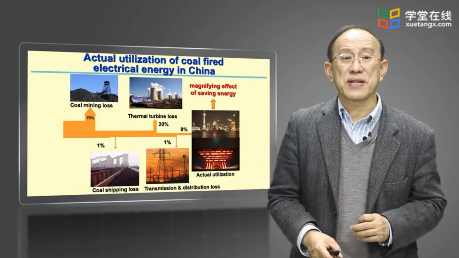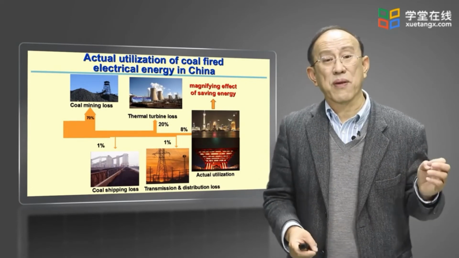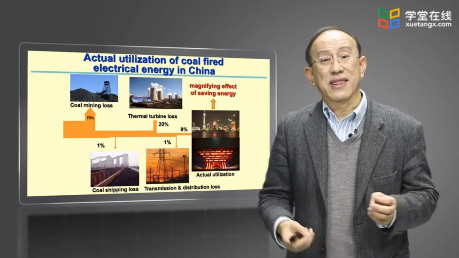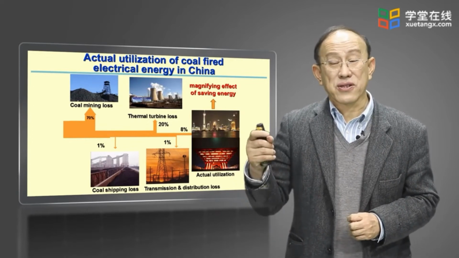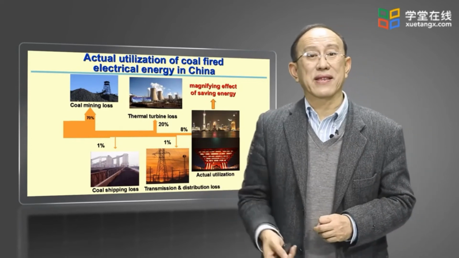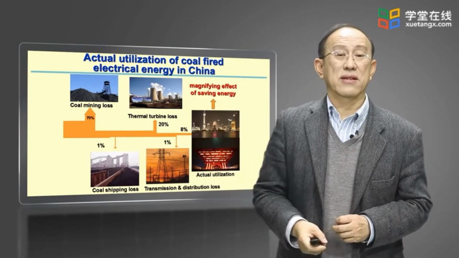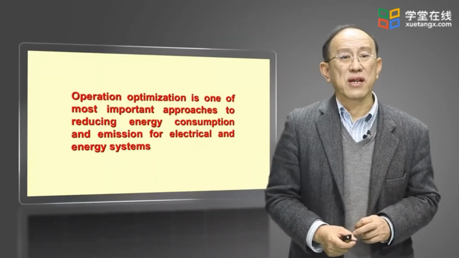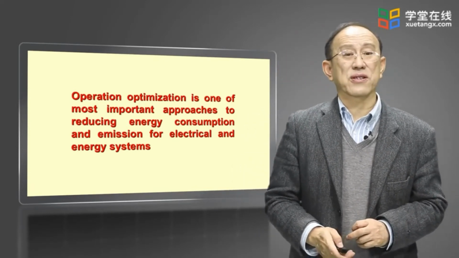Also, there is 1% of coal shipping loss and 1% of transmission and distribution loss in the power grid. Now, actually less than 10% of the energy is utilized. So there is a magnifying effect in saving energy at the terminal end. So operation optimization is one of the most important approaches to reducing energy consumption and emission for electrical and energy systems.